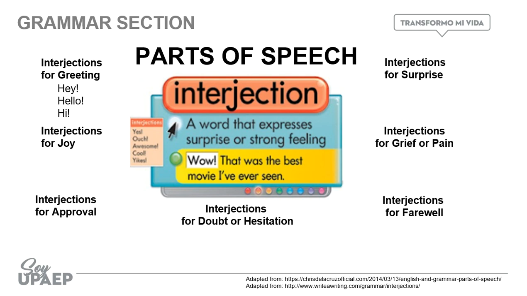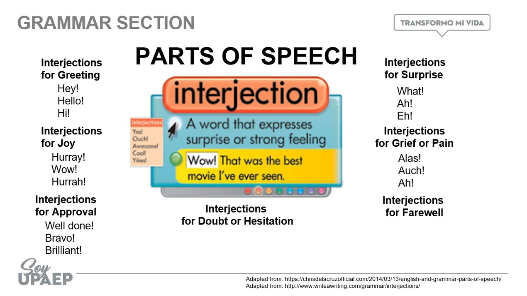For greeting, we have interjections like hey, hello, hi. For joy, we have hooray, wow, hurrah. For approval, like well done, bravo, brilliant. For surprise, what? Ah, eh. For grief or pain, for example, alas, ouch, ah. For farewell, goodbye or bye. And for doubt or hesitation, ah, right? So each of these interjections has a different usage.